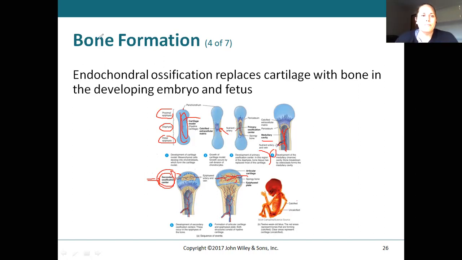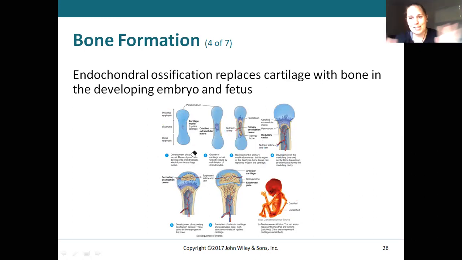So I guess the important things to recognize here is you have hyaline cartilage that's being replaced by calcified extracellular matrix that becomes mature bone, and that you have 2 ossification centers that occur both in the diaphysis and the epiphysis, and then they create those cavities. We'll talk about how those cavities get made.